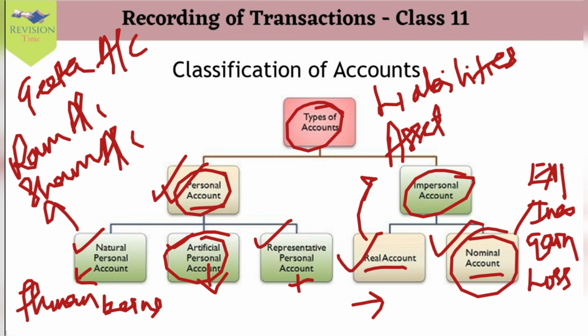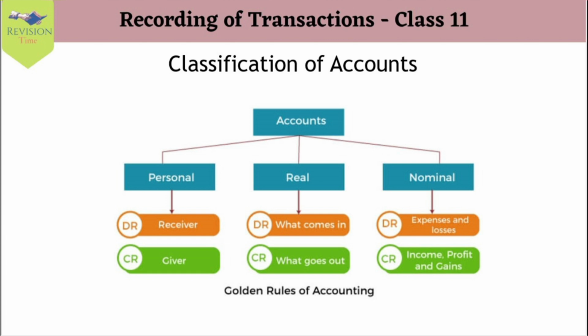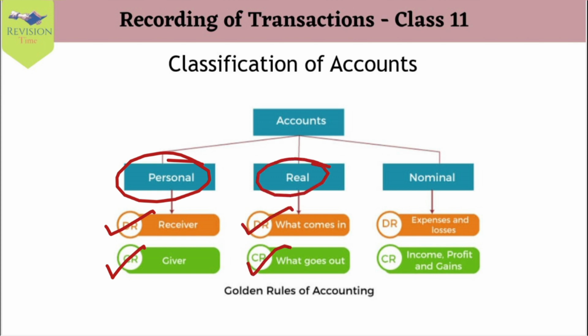And now let us study the rules of debit and credit based on these accounts, which are the golden rules of accounting. There are three main rules of accounting: debit the receiver, credit the giver, which is under personal account. Under real account we have debit what comes in, credit what goes out, and under nominal account we have debit all expenses and losses, credit all income and gains.